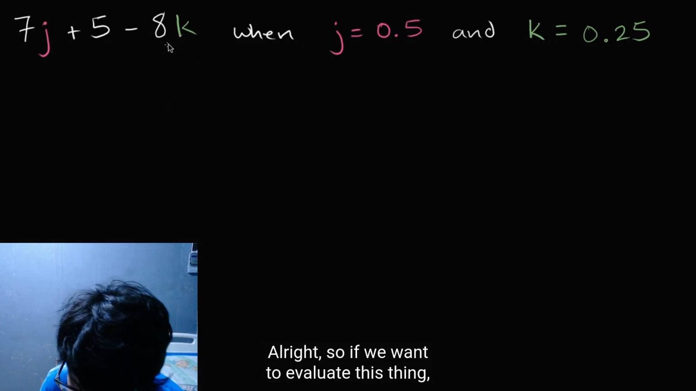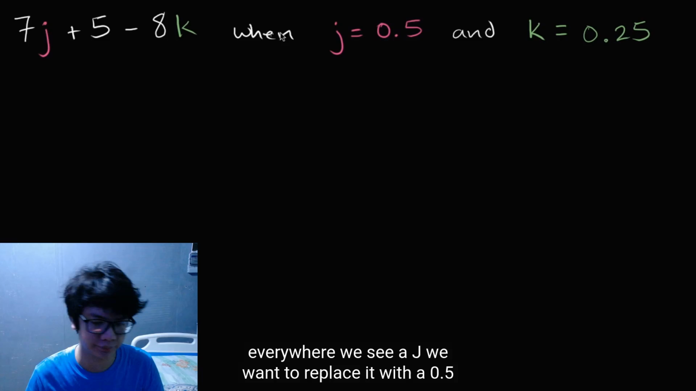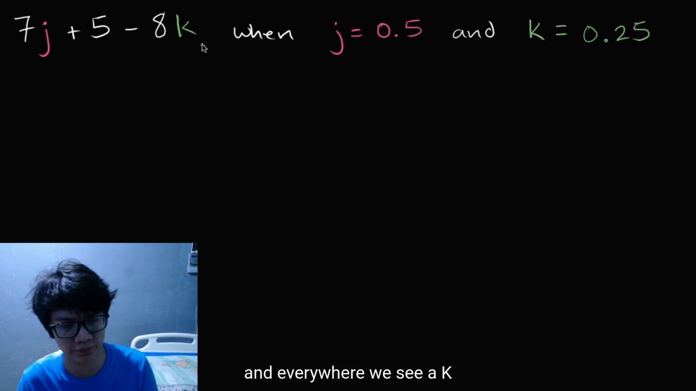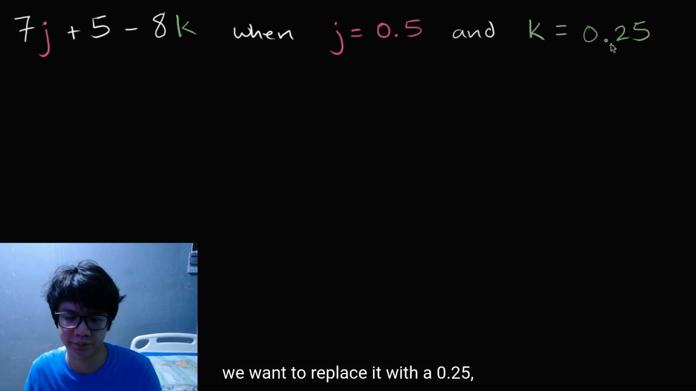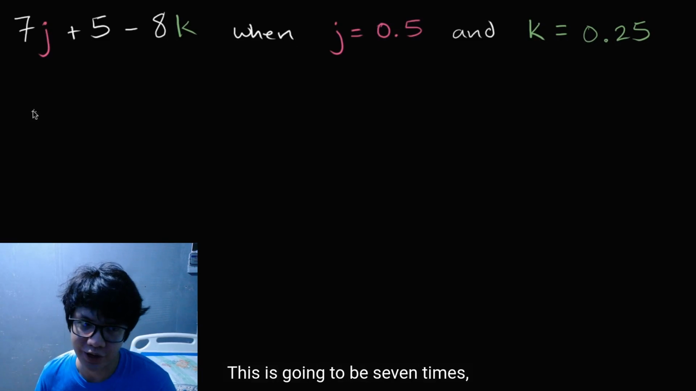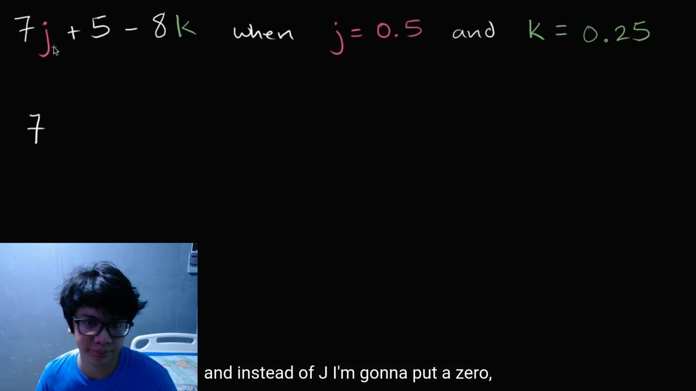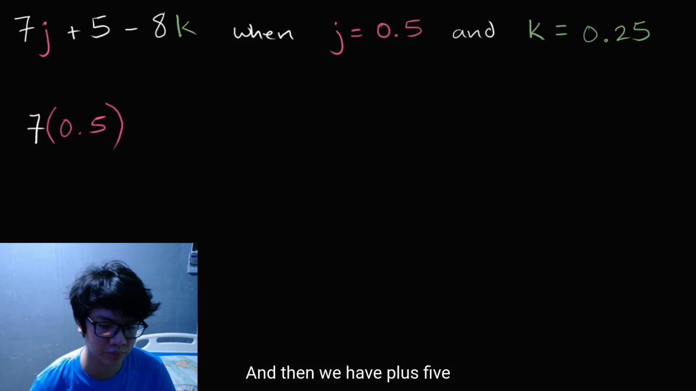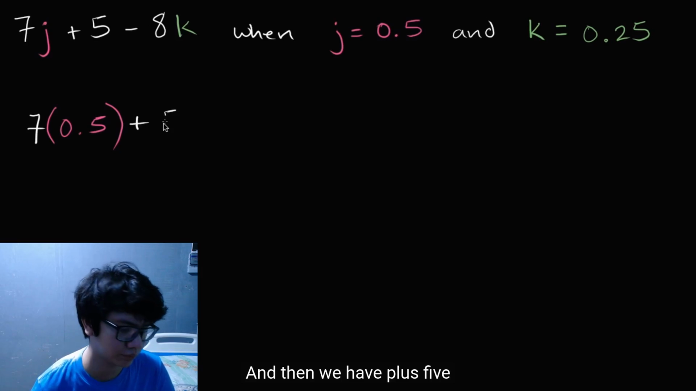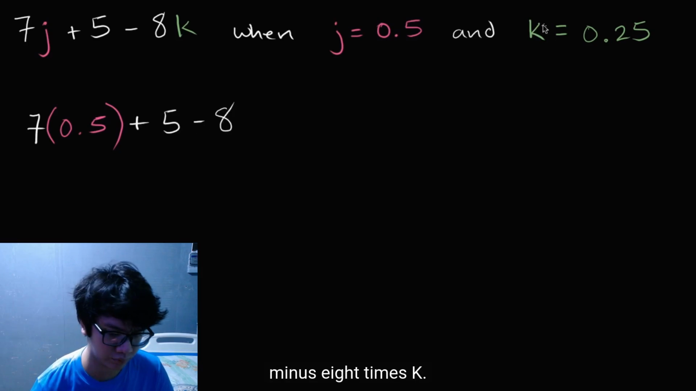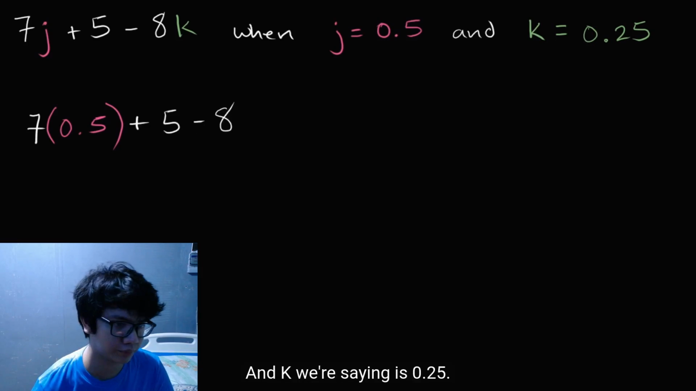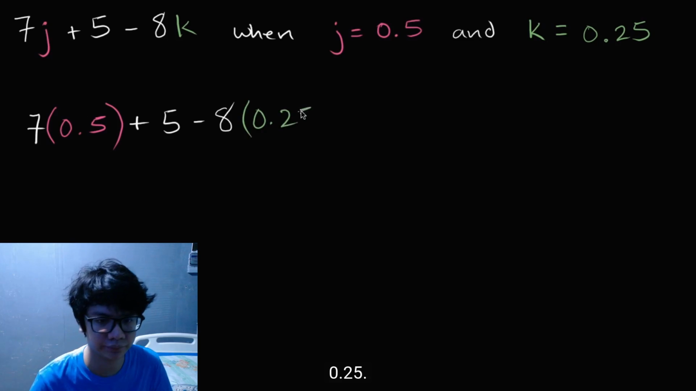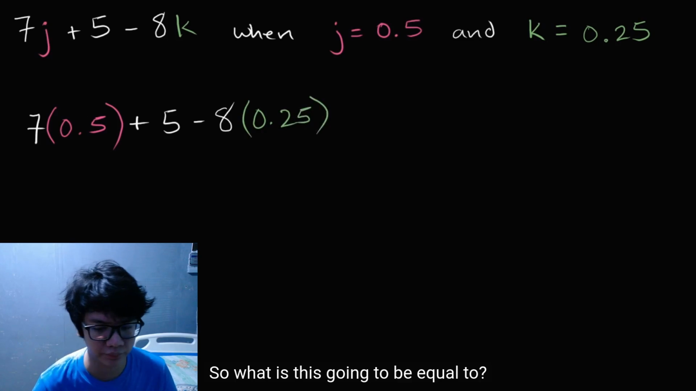All right, so if we want to evaluate this thing, everywhere we see a j, we want to replace it with a 0.5, and everywhere we see a k, we want to replace it with a 0.25. So let's do that. This is going to be 7 times 0.5 in there, and then we have plus 5 minus 8 times k, and k we're saying is 0.25. So what is this going to be equal to?